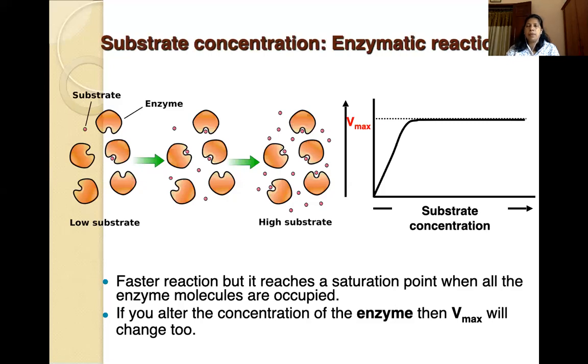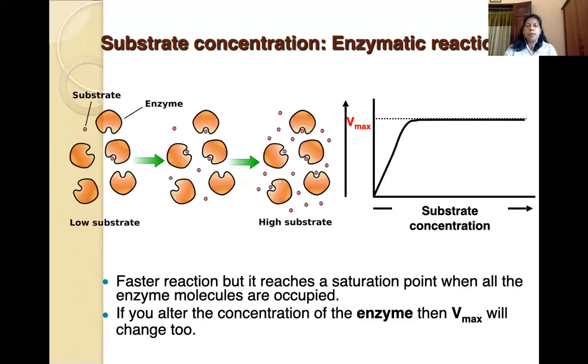And in this picture, what is showing about the reaction rate? The reaction rate comes to the maximum, and after that it goes flat, meaning no more reaction, we can't increase the reaction rate, that's all. Therefore, the substrate concentration is really important to maintain a faster reaction, but it reaches a saturation point when all the enzyme molecules are occupied.